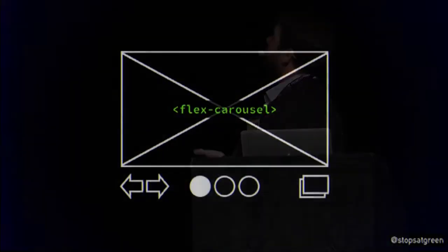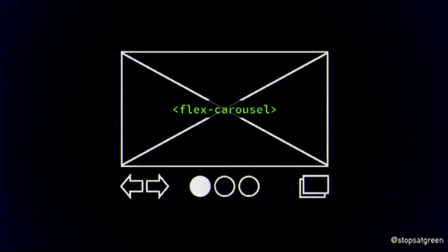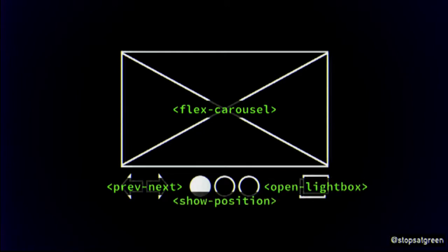So if we have a carousel that we use all the time, why not call it, for example, flex carousel, because it's flexible. And if we have these previous and next buttons, why not create an element called previous next, or open lightbox, or show position? Let's create elements that we can reuse all the time and name them after the functions they perform.